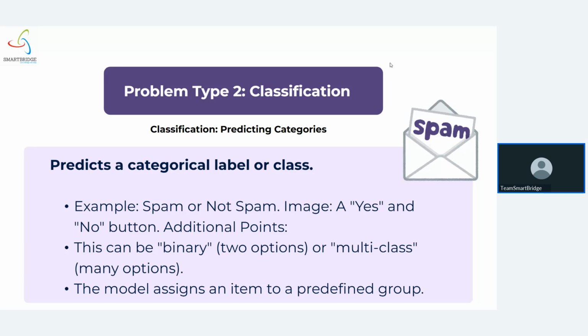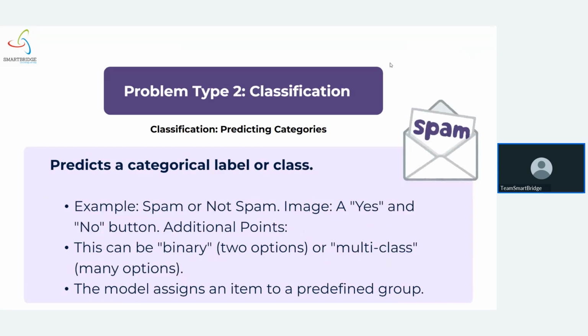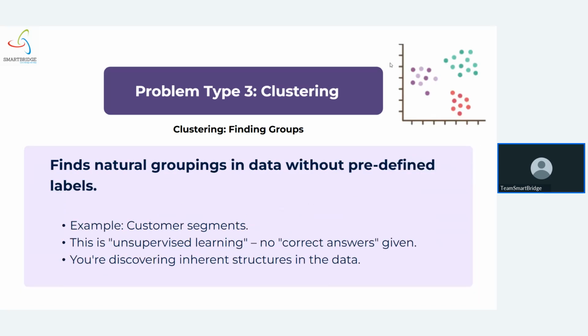Classification is predicting categories, predicting a categorical label or class. Examples: spam or not spam, pass, fail, average, not attempted, yes, no, binary with two options or multi-class with many options. The model assigns an item to a predefined group. And next, both of these come under supervised learning, and then unsupervised learning. Unsupervised learning finds natural groupings in data without predefined labels.